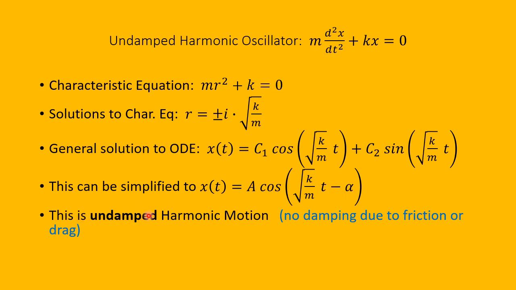This is undamped harmonic motion. There's no damping due to friction or drag. And so what we see here is that the mass is just going to oscillate back and forth forever. If there's no damping, then the oscillations just continue with a constant amplitude over any interval of time.